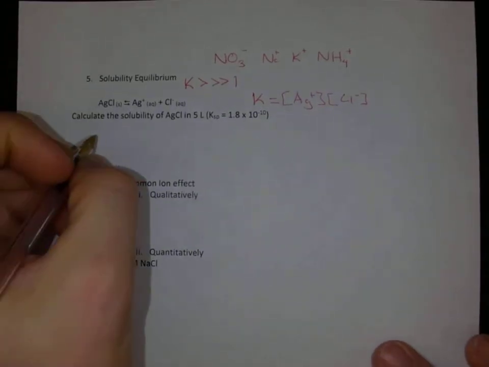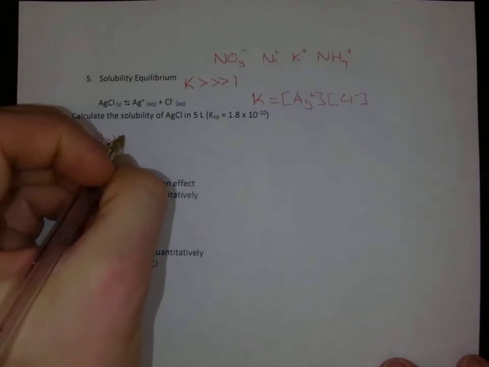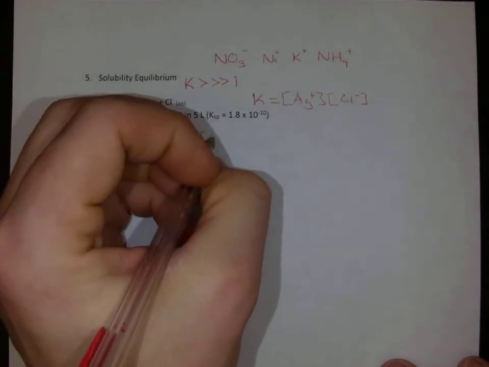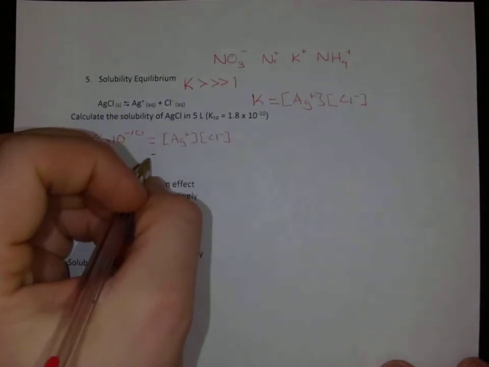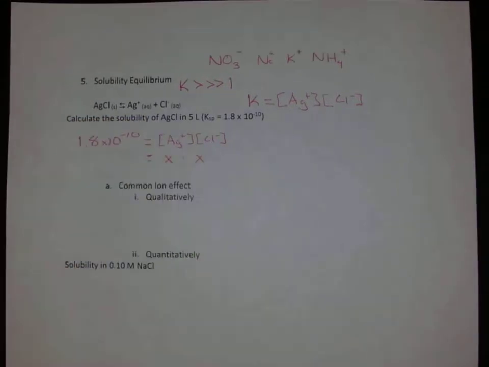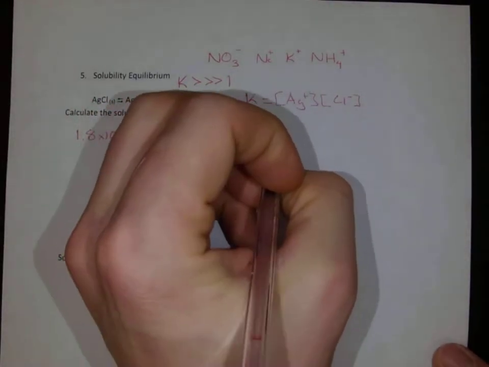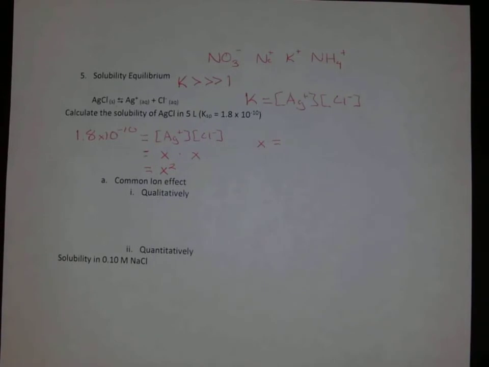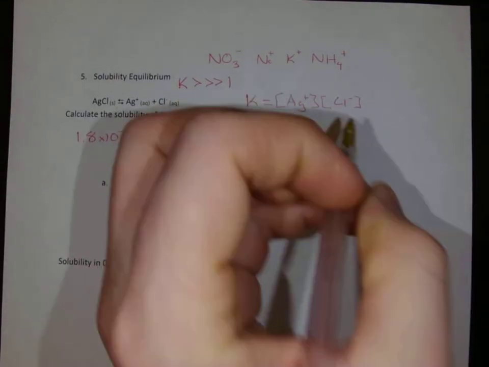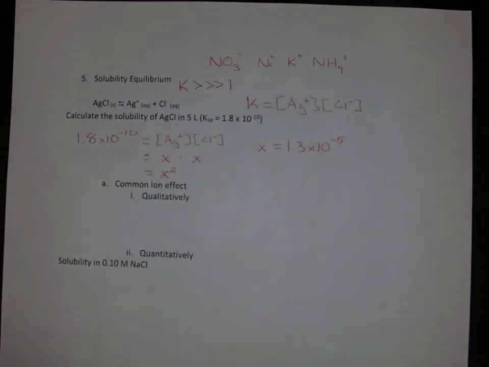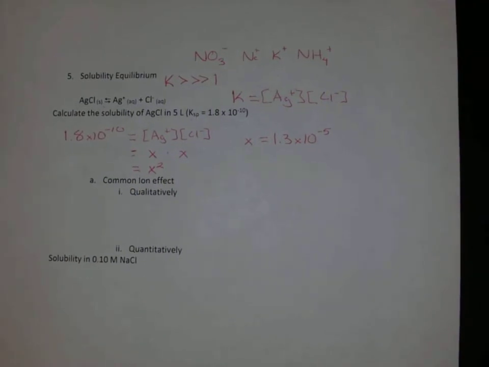So we can say, okay, our KSP, 1.8 times 10 to the minus 10th, equals our concentration of Ag plus times the concentration of Cl minus. Really, this is going to be equal to x times x, so that would be x squared. So let's solve for x here. X is going to equal the square root of 1.8 times 10 to the minus 10th. So I'm going to put that in here. And that is equal to 1.3 times 10 to the minus 5. That's what I thought. Okay? So that is going to be our concentration for Ag plus.